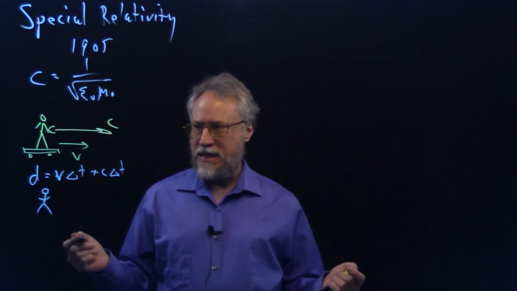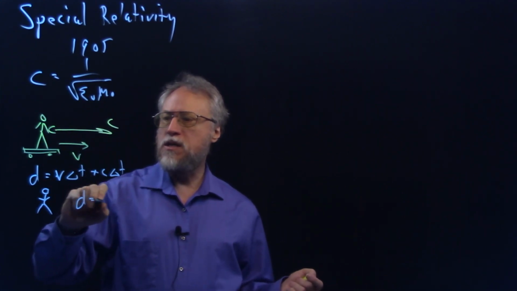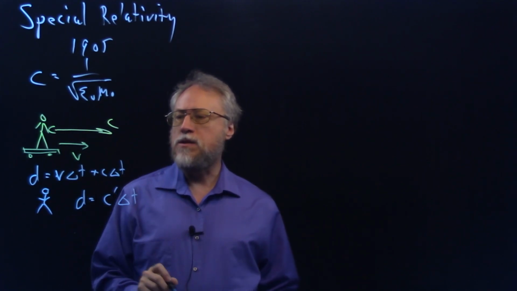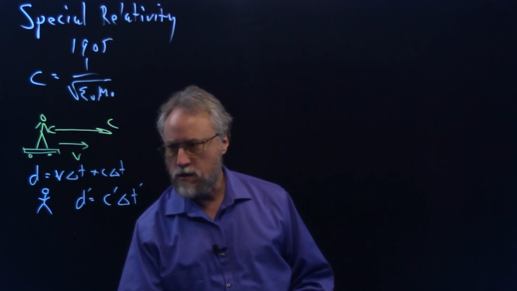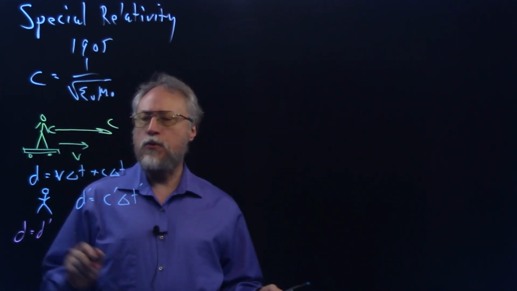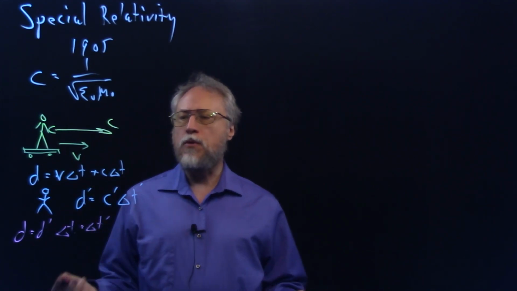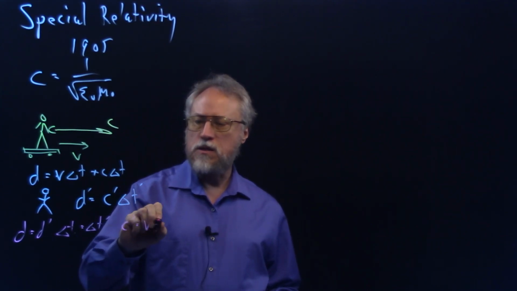But since he sees the light starting here and ending there, what he sees is the distance is equal to c prime delta t. So I can put primes on that. Now the normal tradition would be to say that d equals d prime. They both agree on the distance. Delta t equals delta t prime. They both agree on the time. So therefore, c prime would be the sum of the velocities, v plus c.